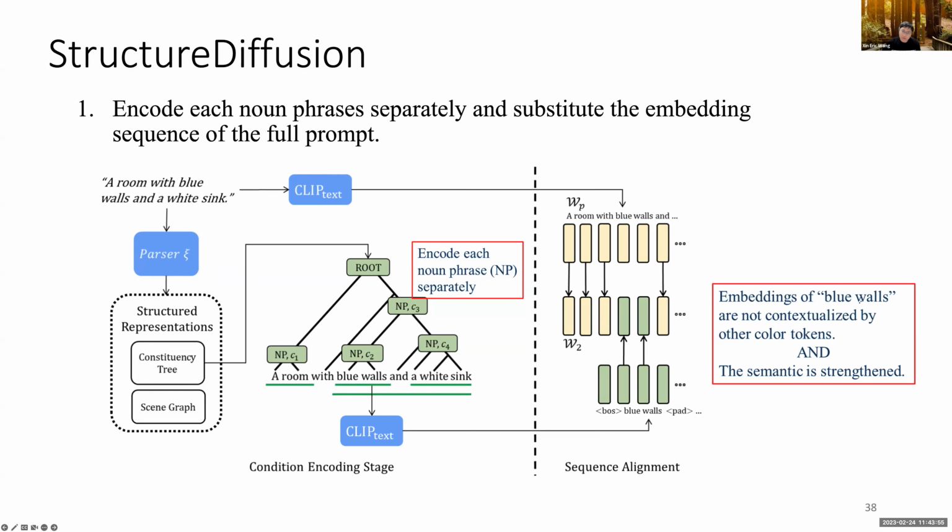So we encode each noun phrase separately, and then substitute the embedded sequence of the full prompt. For example, here you can see we can encode the noun phrase "blue wall" first, and substitute the corresponding word embeddings with this separate encoding without any context of the other noun phrases. Therefore, the semantics is strengthened here, right? And similarly, we can do that for the other noun phrases. So eventually we would have a list of word embedding sequences.